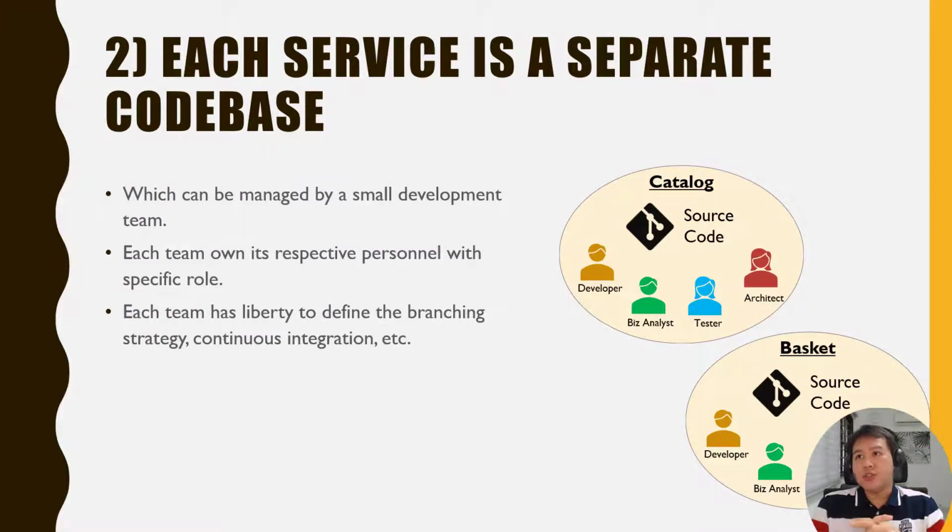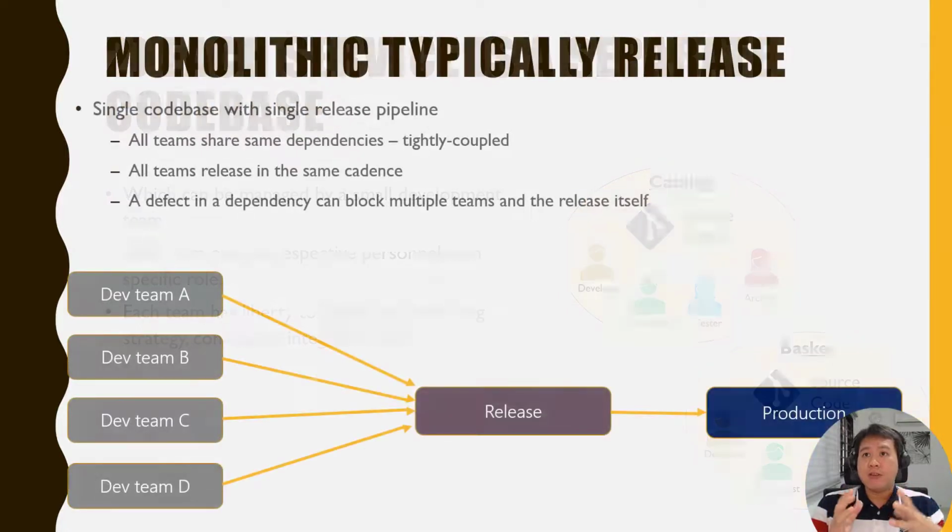The second characteristic is about the separation of code base per team. So the small team that is responsible for each service has their own respective personnel with specific roles like software developer, business analyst, tester, and architect. And they have the autonomy to define how the branching strategy should look for this microservice, the continuous integration, and the continuous delivery strategy. The third characteristic is about independent deployment.